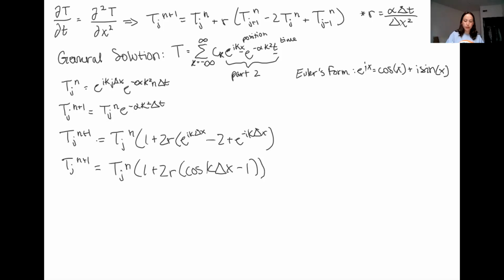So if we say that the absolute value of the 1 plus 2R times cosine, that part in the parentheses, has to be greater than 1, we can go ahead and write that out. So 1 plus 2R cosine k delta X minus 1 has to be less than 1. And so that means that about the absolute value, it has to be between 1 and -1. So let me just write that in right here.